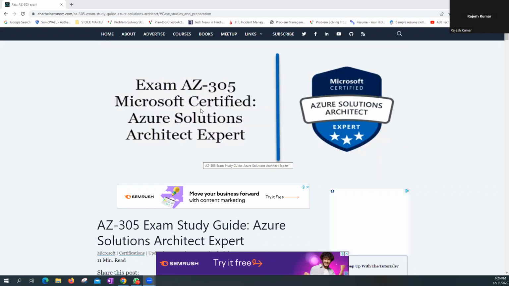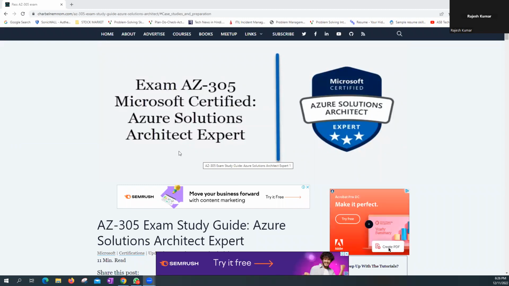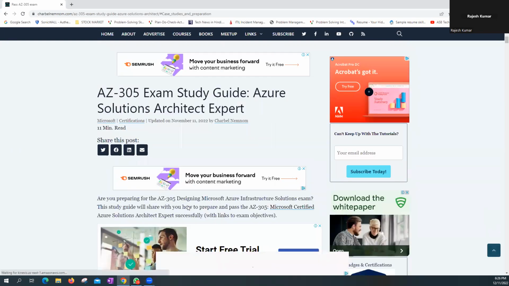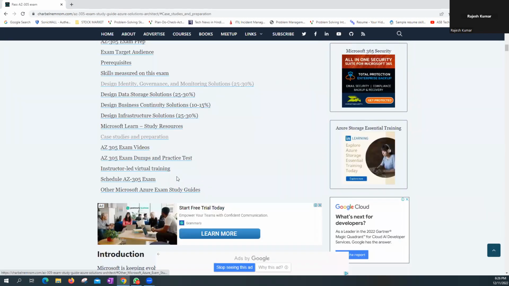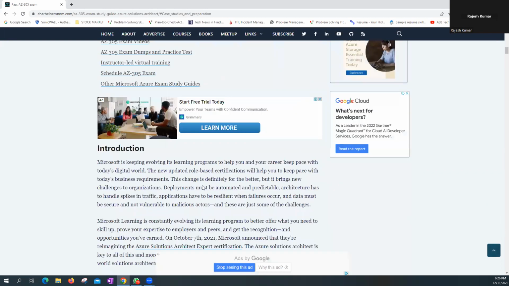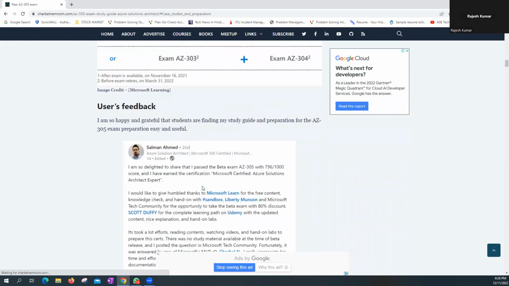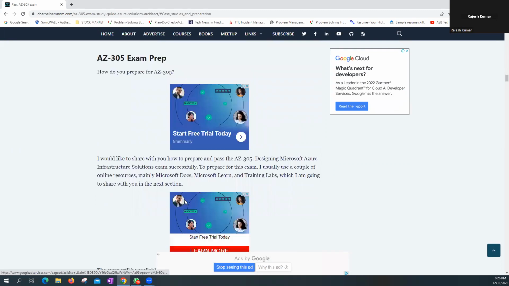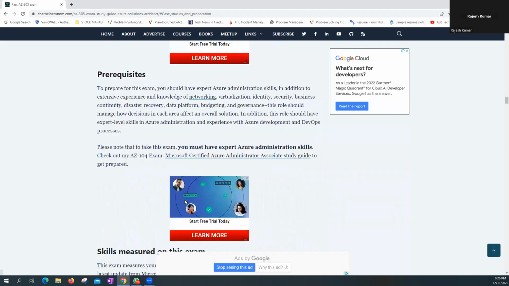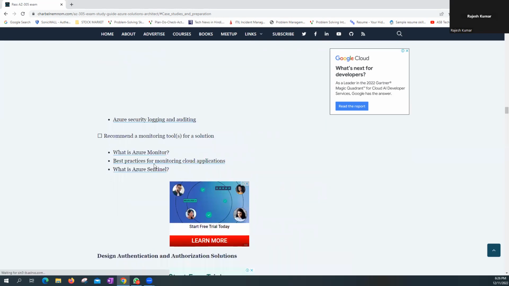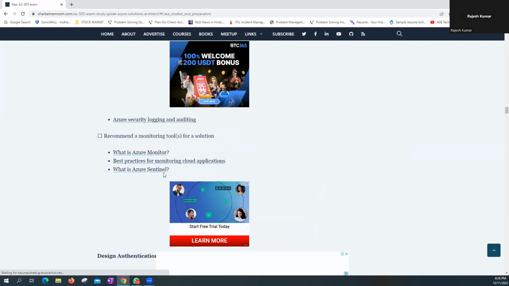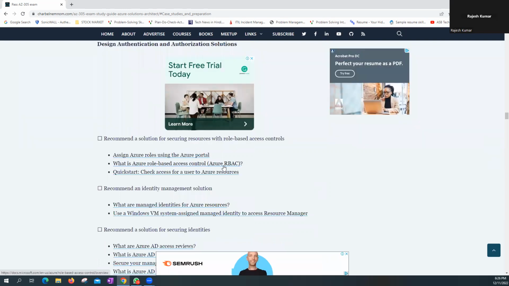We are doing the AZ-305 Microsoft Certified Azure Solutions Architect course. Yesterday we covered a couple of things: Active Directory, high availability, application services, log metrics, and monitoring. We also covered role-based access controls in our previous sessions.